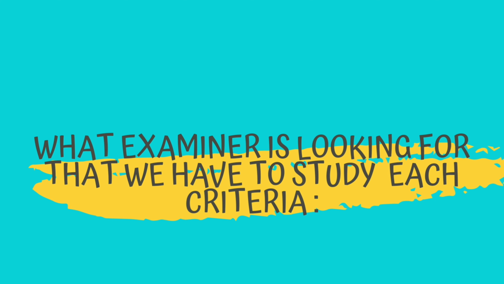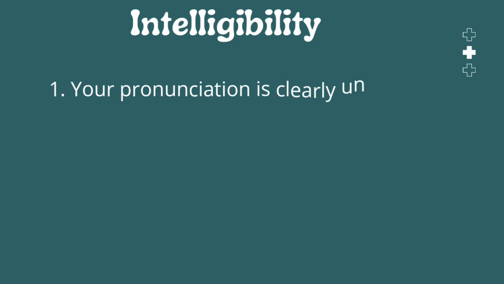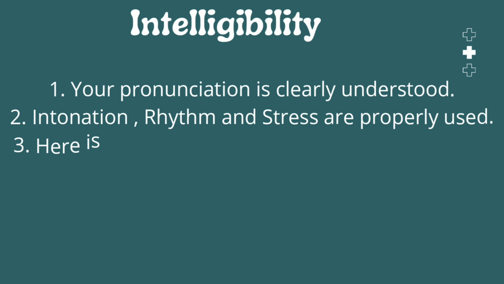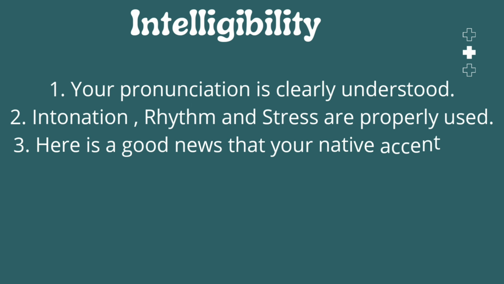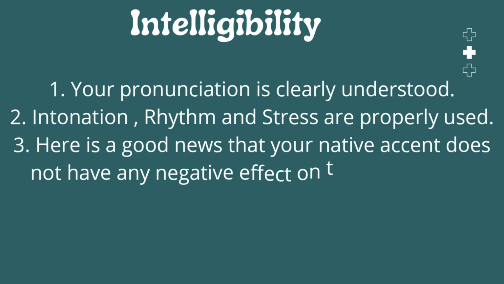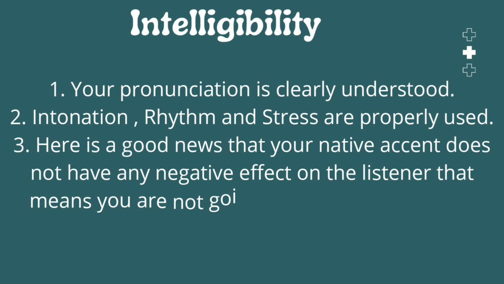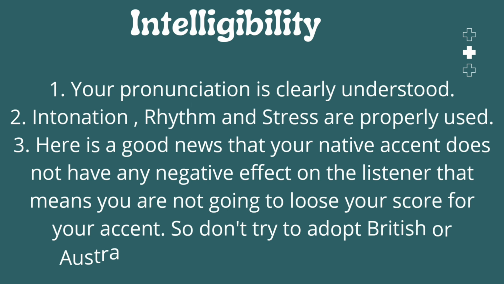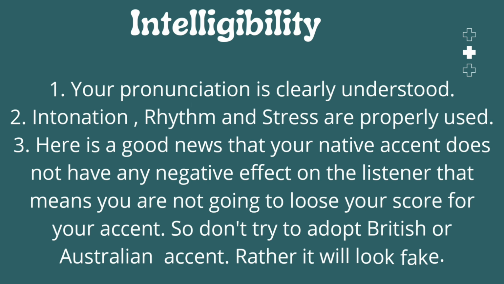Let's take intelligibility first. Here, for the highest score of 6, your pronunciation should be clearly understood. Intonation, rhythm and stress are properly used. Here is good news: your native accent does not have any negative effect on the listener. That means you're not going to lose your score for your accent, so don't try to adopt a British or Australian accent. Rather, it will look fake or odd.